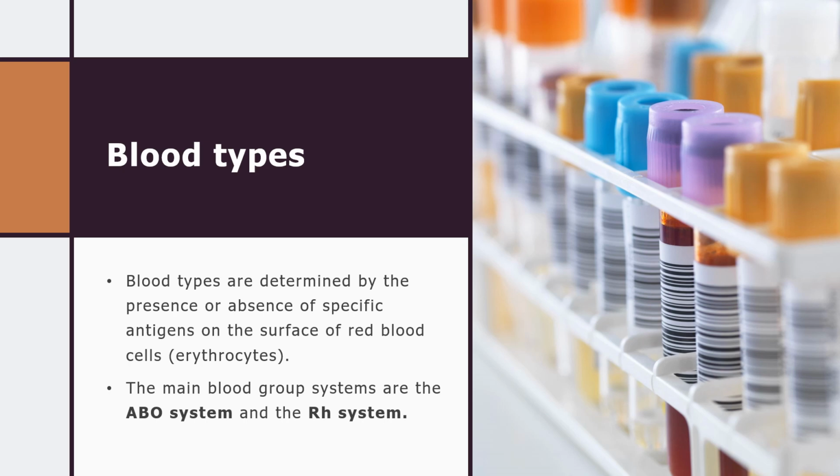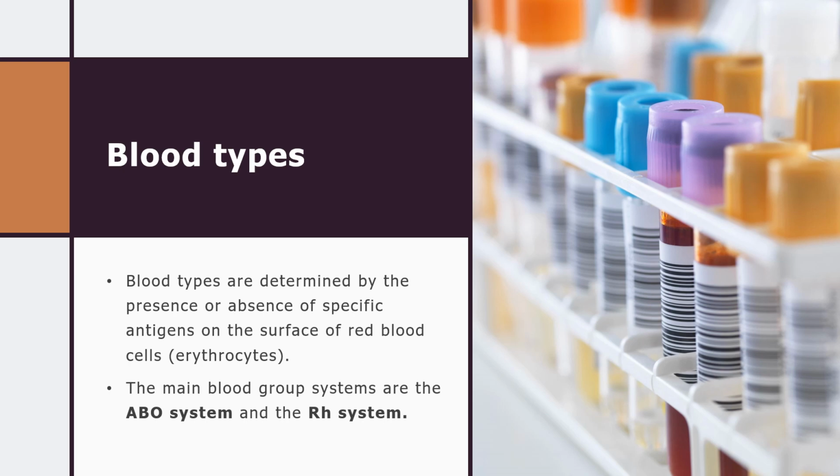Type A has A antigens on the surface of the red blood cells and anti-B antibodies in the plasma. Type B has B antigens on the surface of the red blood cells and anti-A antibodies in the plasma. Type AB has both A and B antigens on the surface of the red blood cells, but no anti-A or anti-B antibodies in the plasma. Type O has neither A nor B antigens on the surface of the red blood cells, but has both anti-A and anti-B antibodies in the plasma.